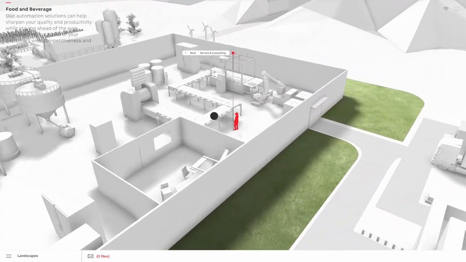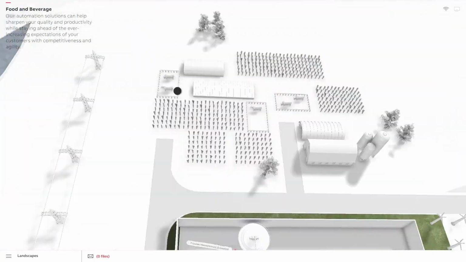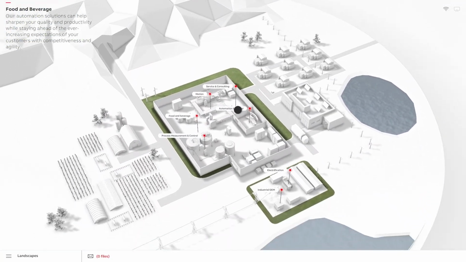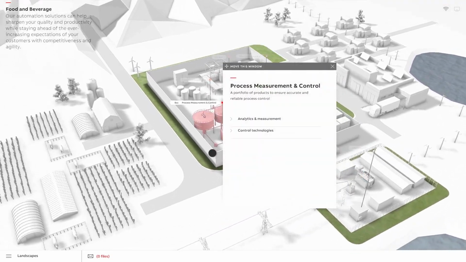For example, this plant is being provided with electricity. Among others, like service and consulting, the electrification hotspot is granting access to the technical information.